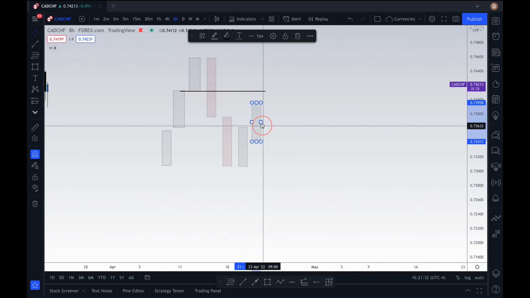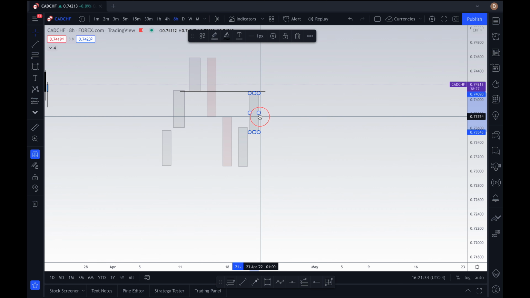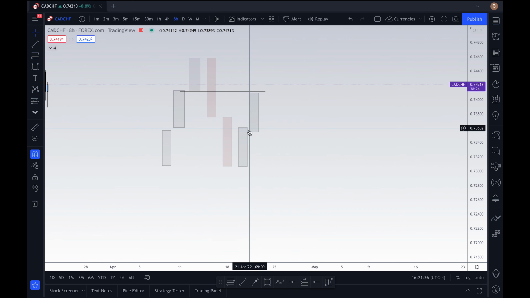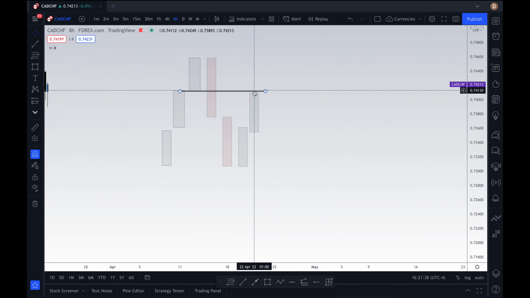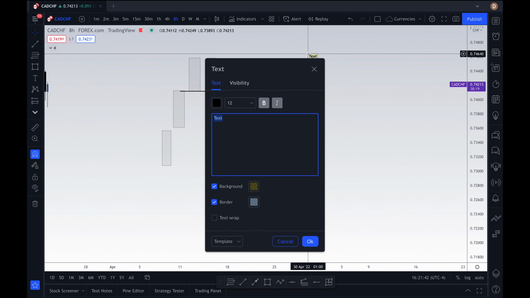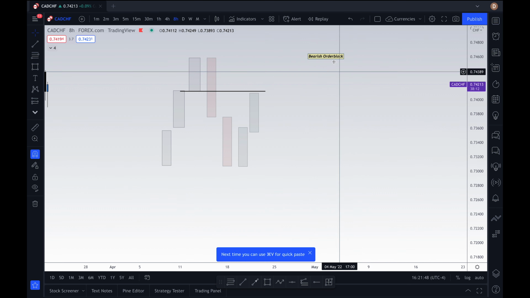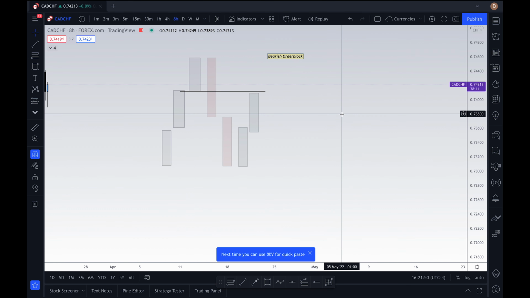You know, I could have actually just did this. Would have been a lot easier. So boom. So price comes back into this level. This will be a bearish order block. Right? So that would be a bearish order block right there.